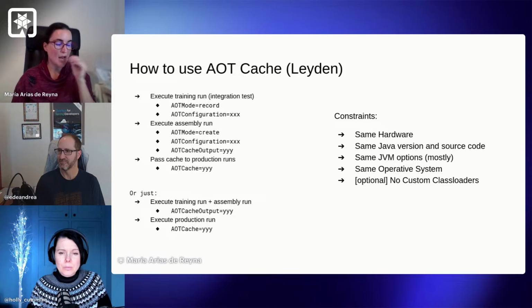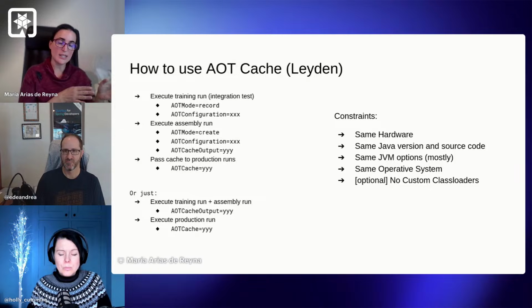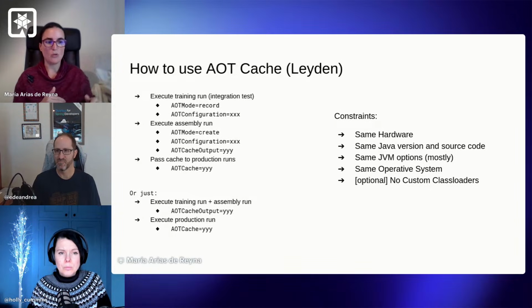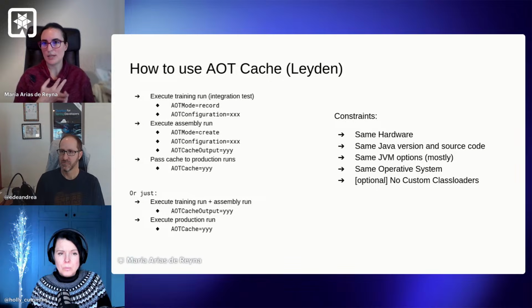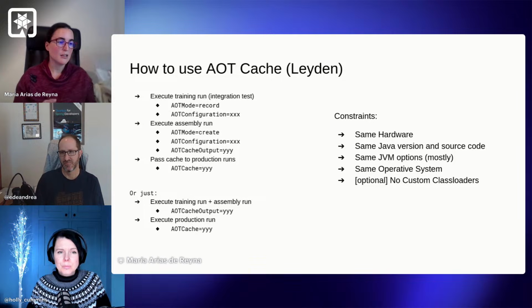So how to do this? There's two ways. One is in 3 steps. First, doing the training run, recording all this information, then doing an assembly run and creating the cache, and then a production run using the cache. Or you just do it as below, in 2 steps. Execute training and assembly in 1 step, which is probably what most people will want, because why separate an assembly run in which you just run it and wait, and then that generates the cache output, and then you execute it.